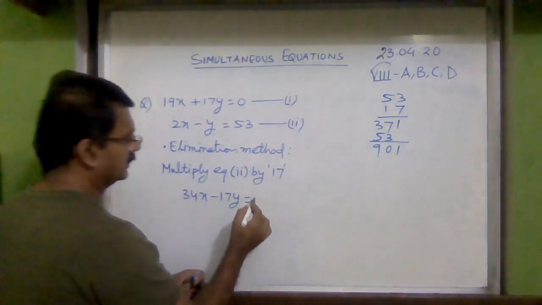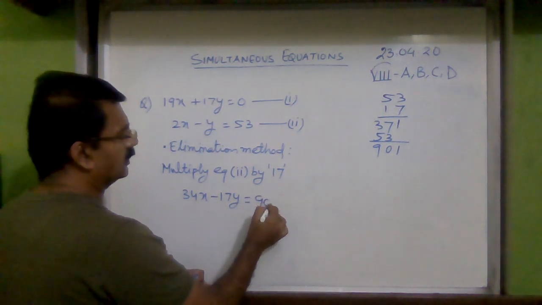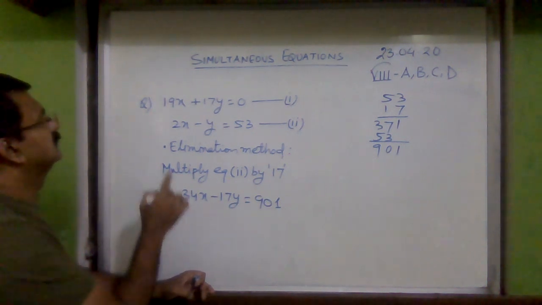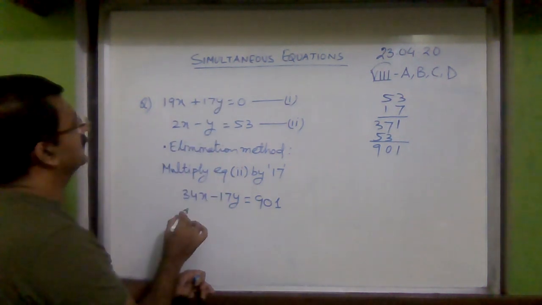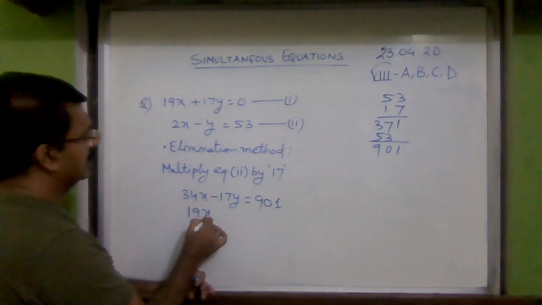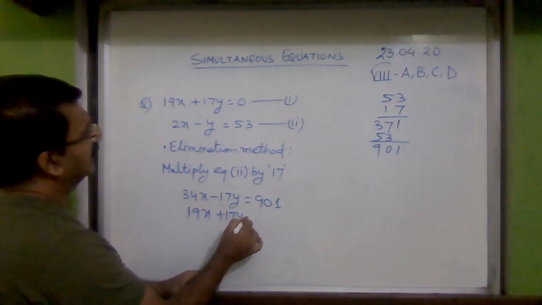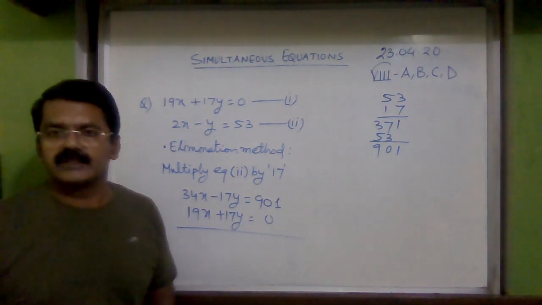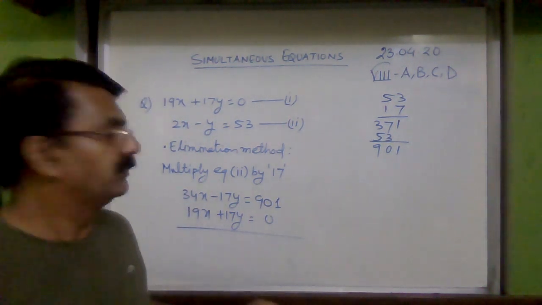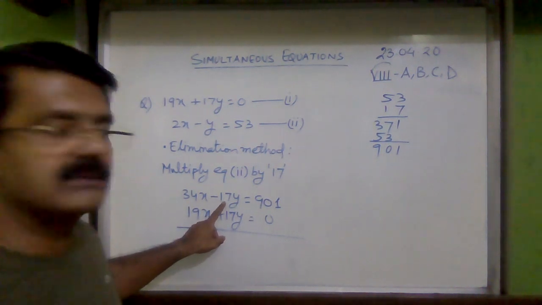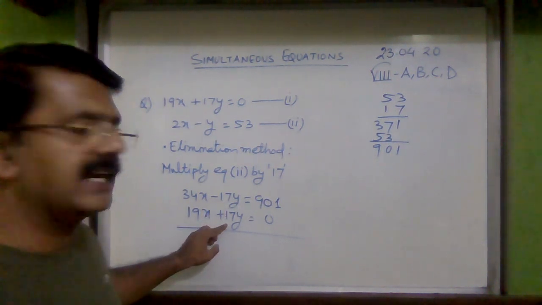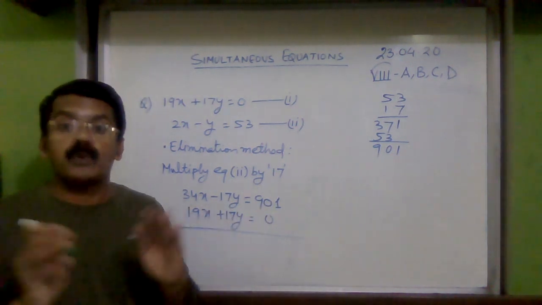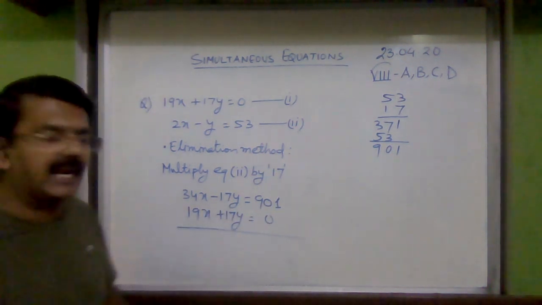And it is 901. So you write 901 over here. Clear? Now below this you simply write the first equation, that is 19x plus 17y is equal to 0. And now you can see in both the equations the coefficient of y are same. In the first equation it is minus 17y and in the second it is plus 17y. As they have opposite sign also, so this time you have to add. You don't have to change the sign, simply add them.